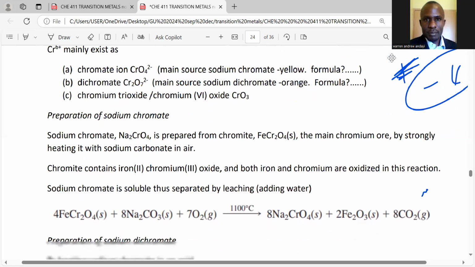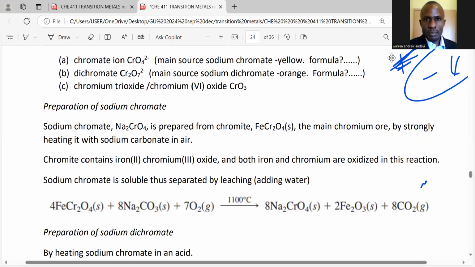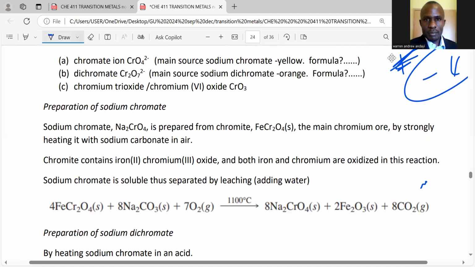So we go to preparation of sodium chromate, the source of chromate. How is it prepared? It's prepared from chromite. Chromite is just a mineral of iron, and you heat it strongly in air with sodium carbonate, and you get your sodium chromate, the oxide of iron, as well as the CO2. So the equation is here.